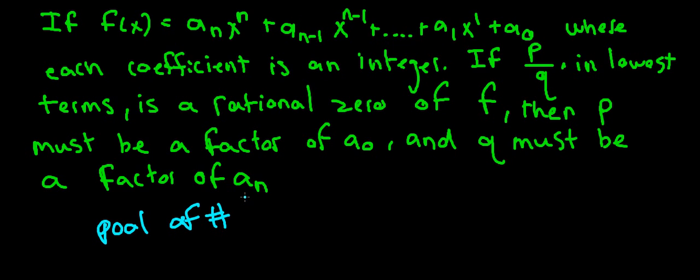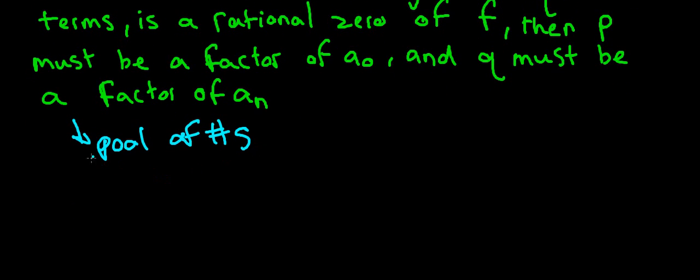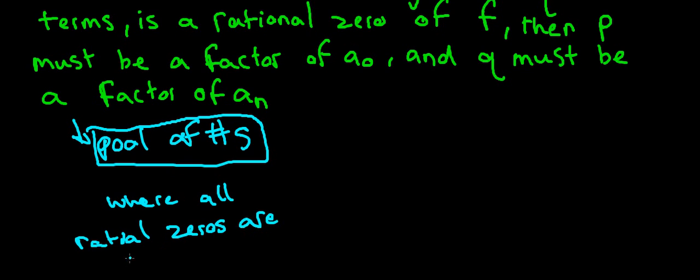Let me just explain the basic idea of what we're going to do. We're going to use the rational zero theorem, and what it's going to do is give us a pool of numbers from which the zeros must be present. Pool of numbers where all rational zeros are present.